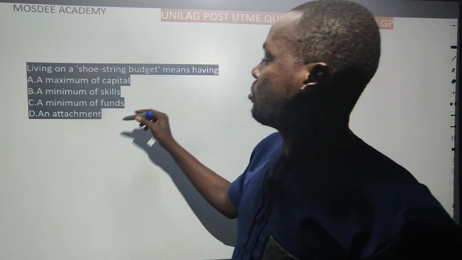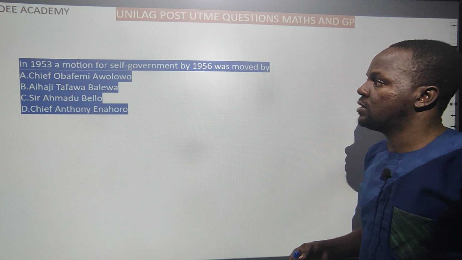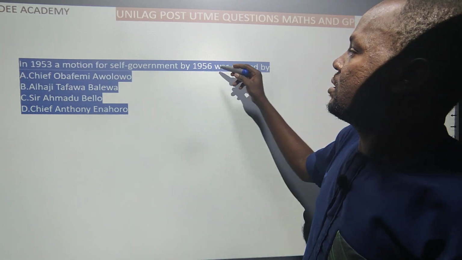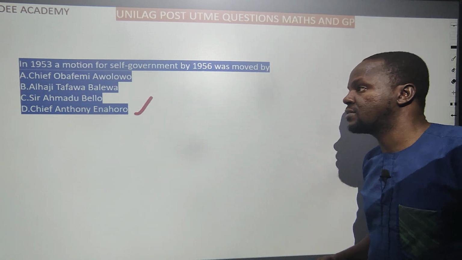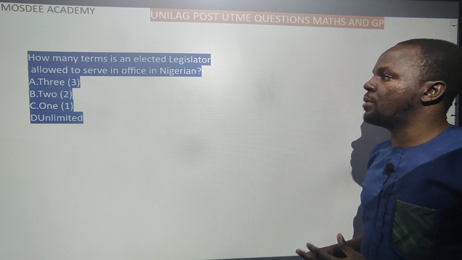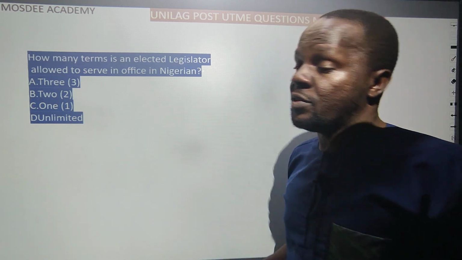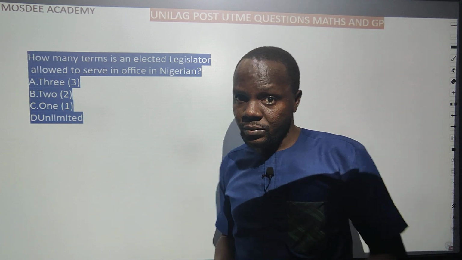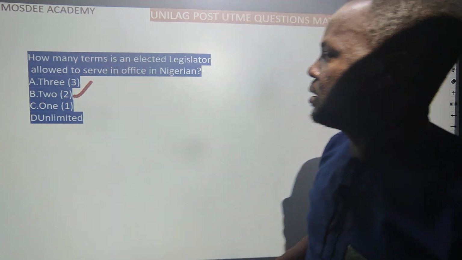So that is our minimum funds. The next one, we don't have time. I just want to do this in 2 minutes, if possible. In 1953, the motion for self-government was moved by Anthony Enahoro. You can keep that in mind if you don't know that. Next one: how many times is an elected legislator allowed to serve in office in Nigeria? I think it's 2 times, just like your presidency and the Senate. So it is 2. I don't think this one is something we should miss.